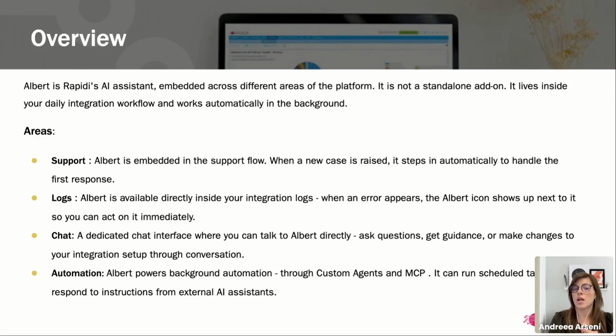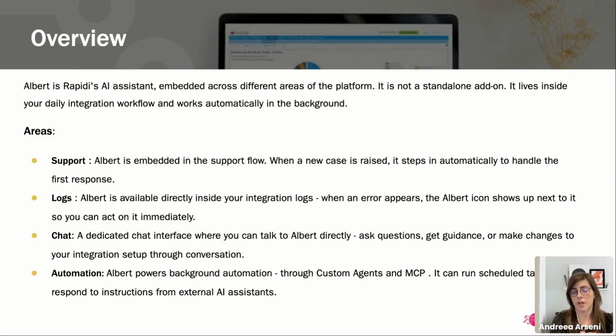Then, of course, we have another area. Within logs, you'll also see Albert. If you have errors, for example, maybe you have a transfer running and there are errors in there, then Albert is available within the logs, and you should be able to talk to him directly from that logs section. By doing that, you give Albert all the information about the error message, and he will try to give you recommendations or help to actually troubleshoot.